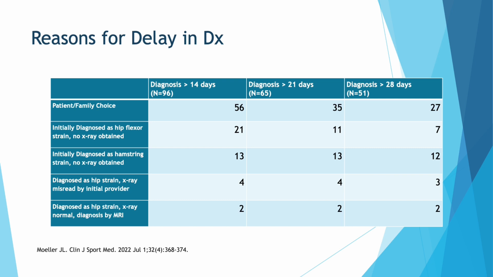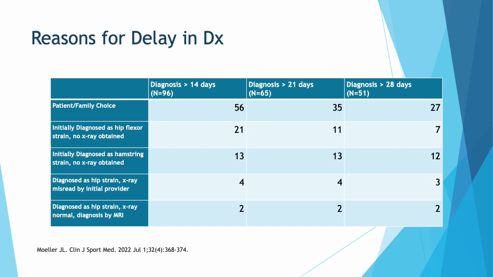Sometimes the patient was seen, but again, in that case, no x-rays were obtained. They were simply diagnosed with a hip flexor strain with no x-rays. And as we said before, x-rays are vitally important to make this diagnosis. Some people were diagnosed with hip strain and they had x-rays done, but the x-rays were misread by the initial interpreter. And in that case, that number stayed fairly flat because, again, if you had x-rays already, then you believed what you were told and didn't seek treatment potentially.